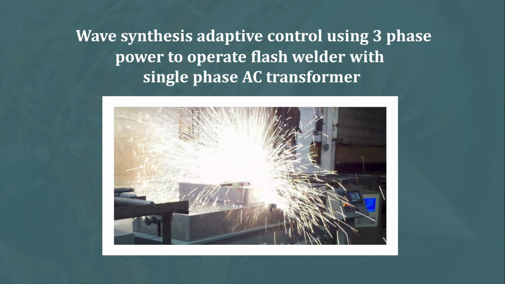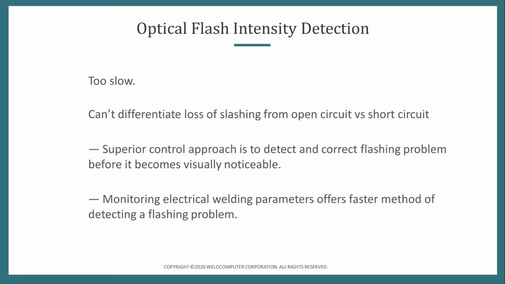Now, you could use a high-speed camera that's running 1,000 frames a second to see the flash, but you're also seeing the result of something that happened in the past. So by the time you're seeing it, it's already too late to react to it. So the camera methods really aren't fast enough to control what's going on. And also, if you can measure the flash intensity with a camera, it can't tell you whether a reduction in the flash intensity is because you're headed towards an open circuit or headed towards a short circuit. And that's what you need to know in order to know which direction to adjust the velocity.